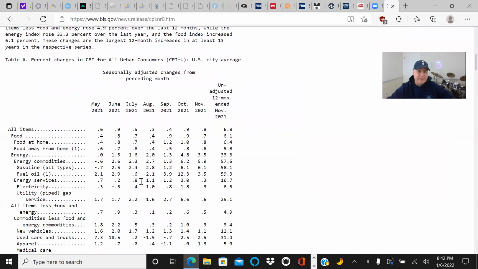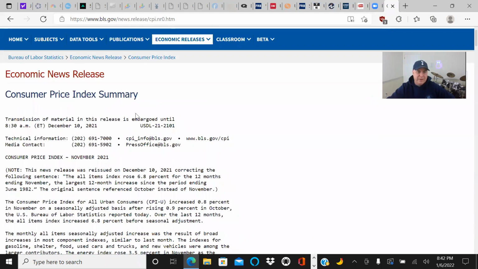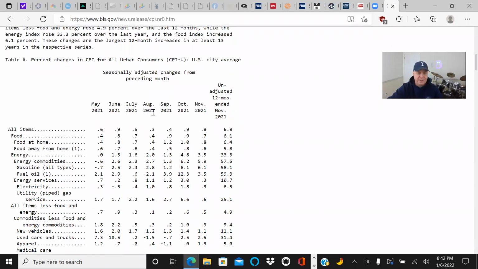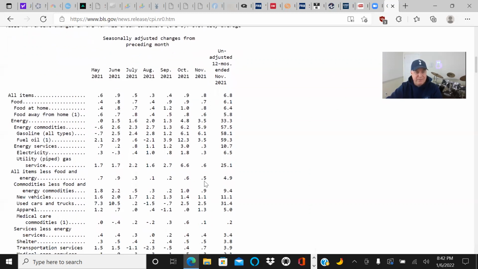And so when we look at this, this is our CPI data, the Consumer Price Index Summary. And when I talk about inflation inflecting down, if we look at it in October, what we care about, for me anyway, is food at home. It went from 1% inflation to only 0.8. We look at energy, it went from 4.8 to 3.5. We look at fuel oil, it went from 12.3 to 3.5. Electricity from 1.8 to 0.3. Energy in general from 3 to 0.3. This is an inflection downward, folks, from October to November.